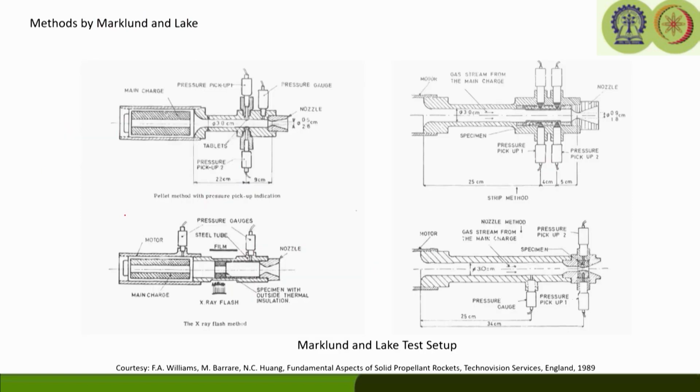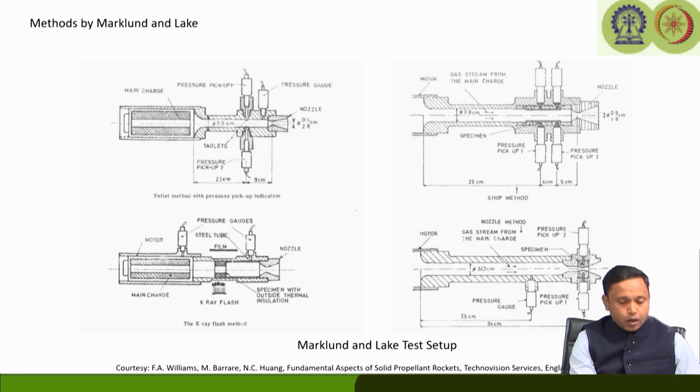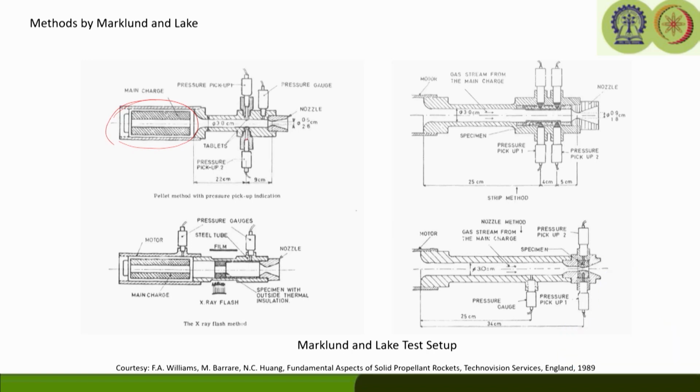So, this is a typical test setup for the Marklund and Lake method. Basically, a propellant sample is located in a hot gas stream generated by a main chamber. This is the main chamber. One small propellant sample is located here, basically a pellet method. You can see the tablets are placed just below the pressure pickup point.